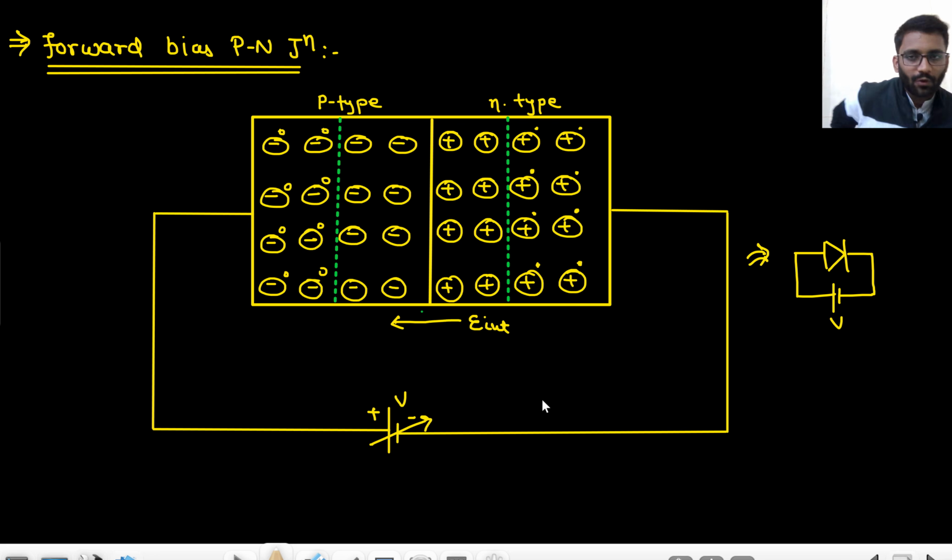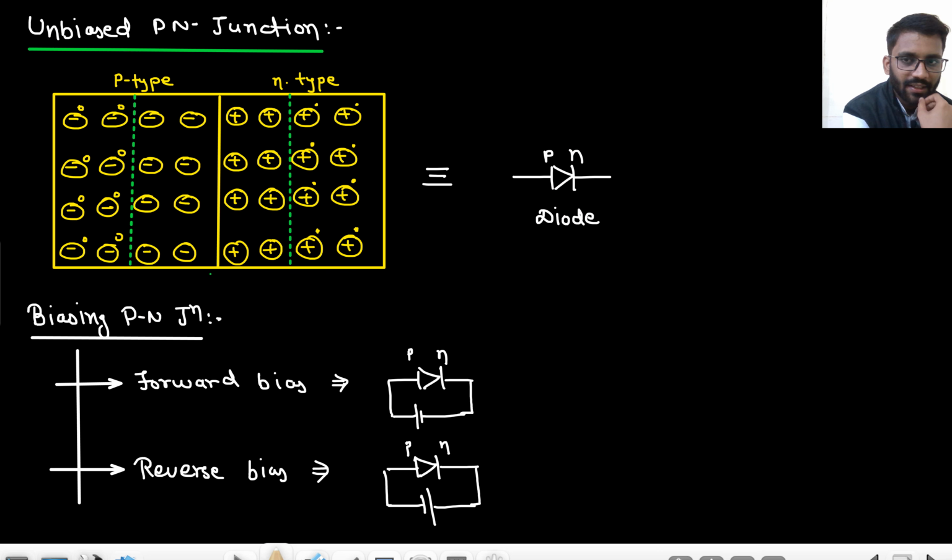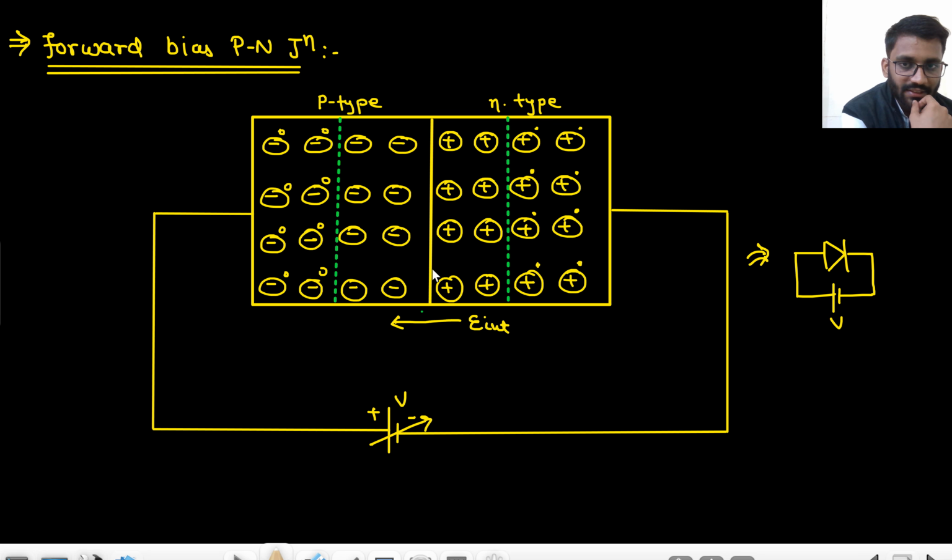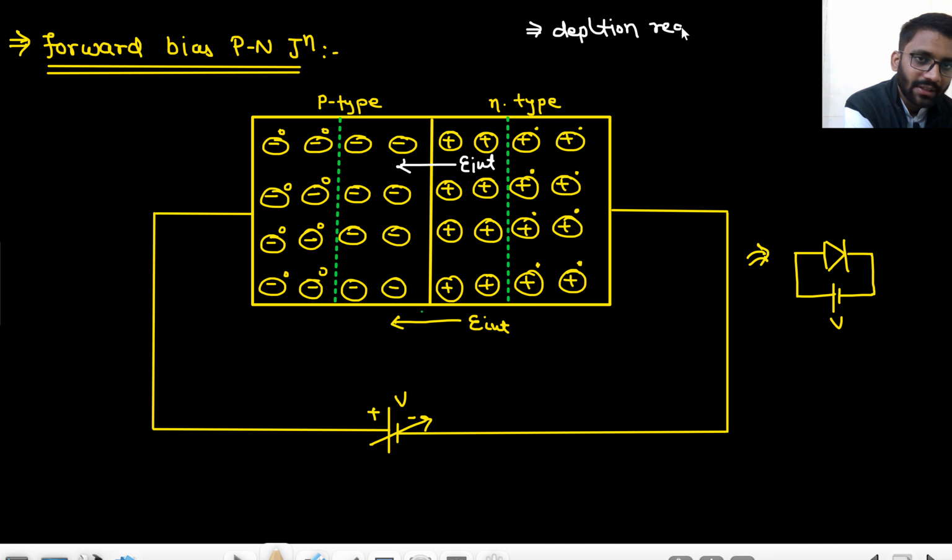Let's see what happens in forward bias. Now we have given a battery of voltage V. One more thing: when it was unbiased, the P side has charge carriers and the N side also has charge carriers, but the depletion region has no charge carriers. That means it provides high impedance, high resistance. It doesn't allow the flow of charge carriers across it, because of this internal electric field, E internal, shown here. The charge carriers were not able to move, so the depletion region provides a high impedance.